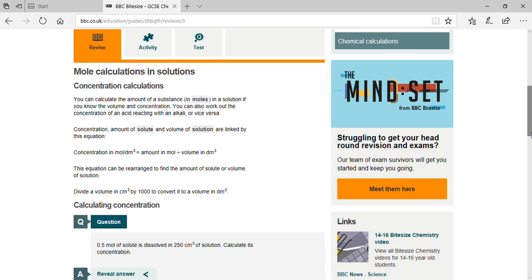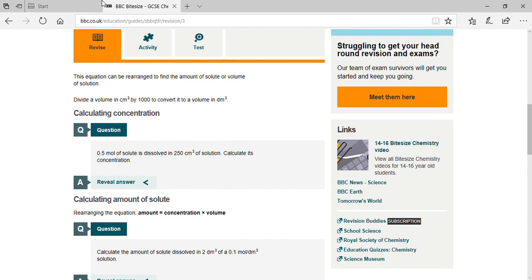I explained all this to you in your previous class, that's why I'm not writing on the screen but explaining it verbally. Here you can see it clearly written: divide the volume given in centimeter cube by 1000 to convert it into dm cube. But if the volume is given in dm cube, then multiply it by 1000 to convert it into centimeter cube. Clear?